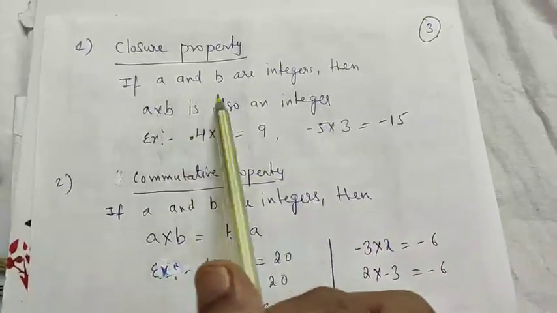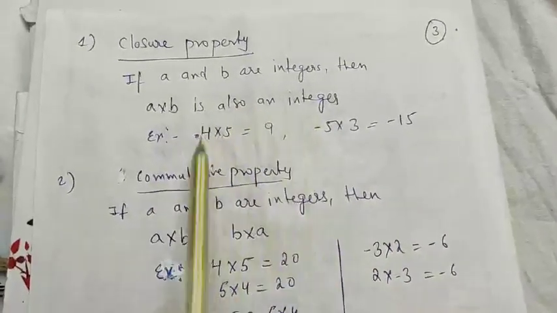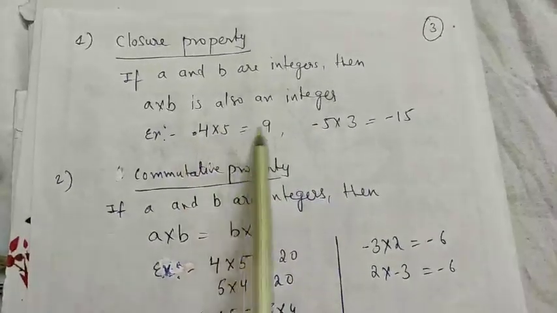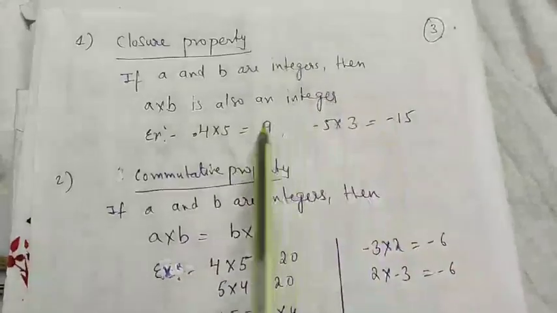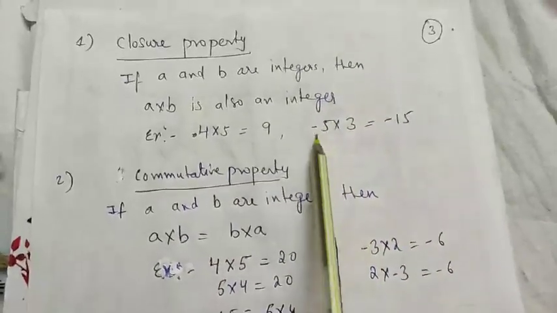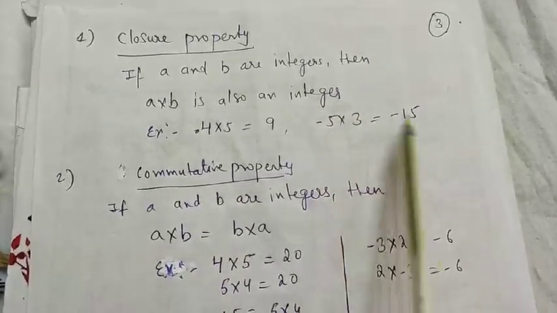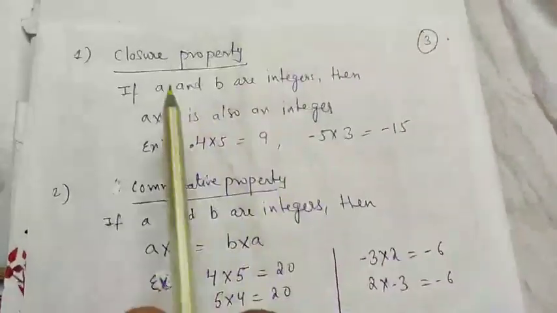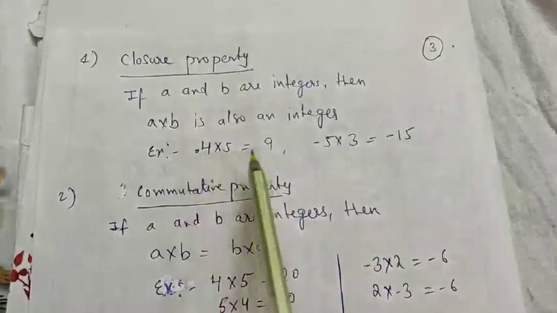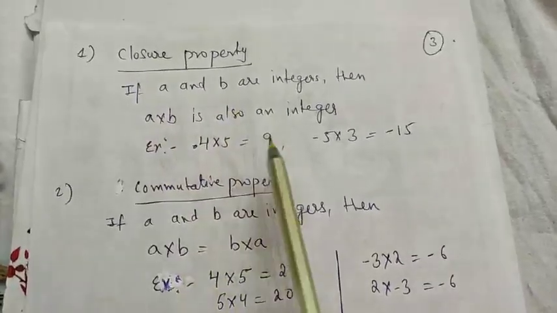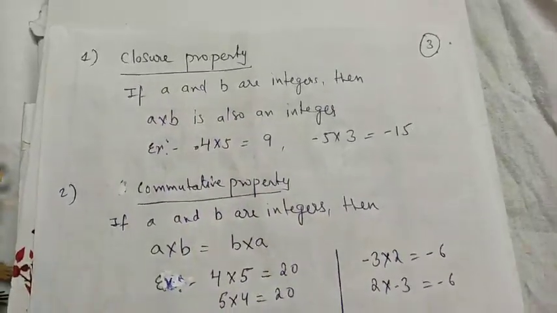Yes. If we take any two integers a and b and we multiply them, that answer is also an integer. For example, 4 into 5 is 20, and so this I am taking both positive, 9 is an integer. I take one negative, minus 5 into 3, minus 15. Minus 15 is also an integer. That means multiplication is also closed under integers.